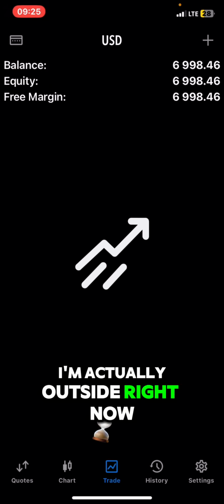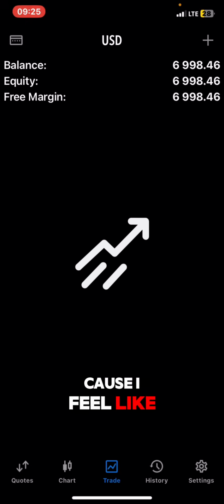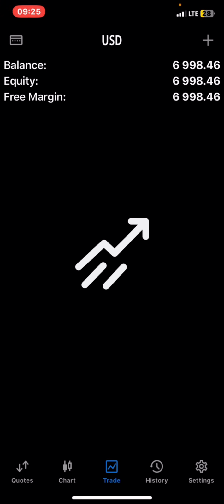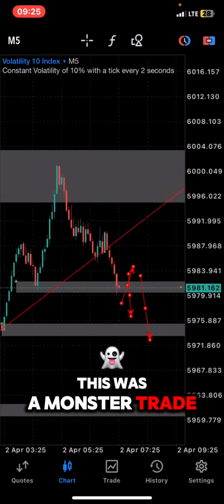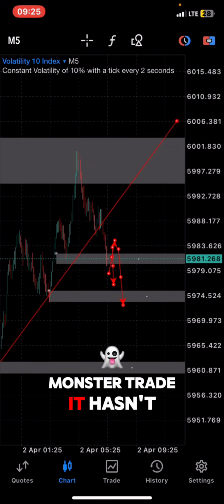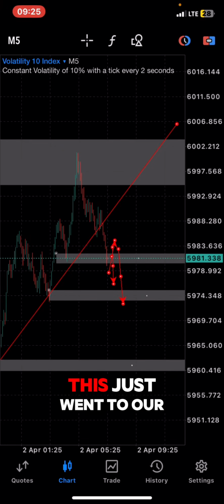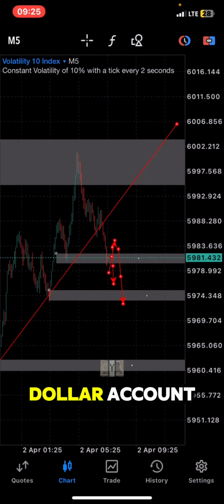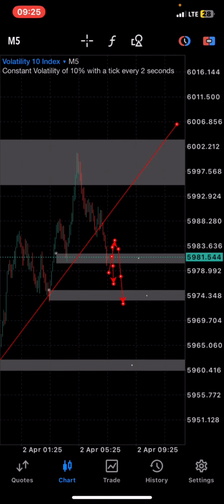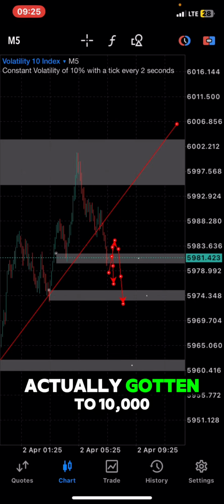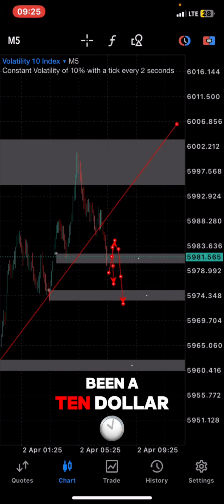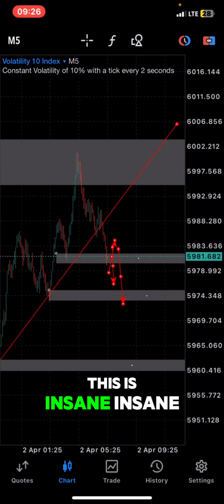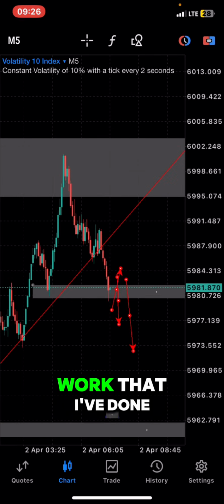I'm actually outside right now. I couldn't even record this in the house because I feel like I was going to be making noise for others. But this is insane. This was a monster trade, and it hasn't even gotten to our second target. This just went to our first target. Full margin on a $2,000 account. I think that's what it will get you. If I kept holding this, I could have actually gotten to 10,000. That could have actually been a $10 to 10,000 right there. This is absolutely mind-blowing. Insane work that I've done.